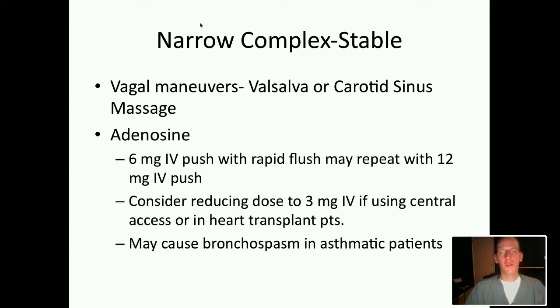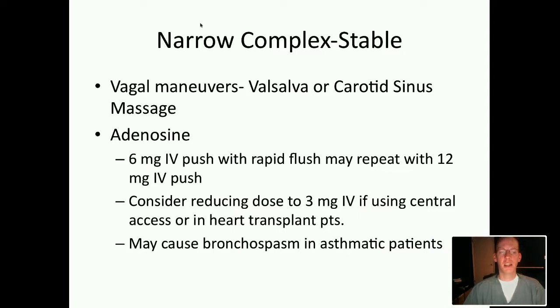So, things you can do in a narrow complex stable tachycardia. The fastest, and successful about 20 to 30% of the time, will be vagal maneuvers. So what are vagal maneuvers? The Valsalva, where you have them take a deep breath in and then bear down against a closed glottis. So basically hold their breath and bear down. This can be successful and causes a vagal stimulus, which may terminate the dysrhythmia.